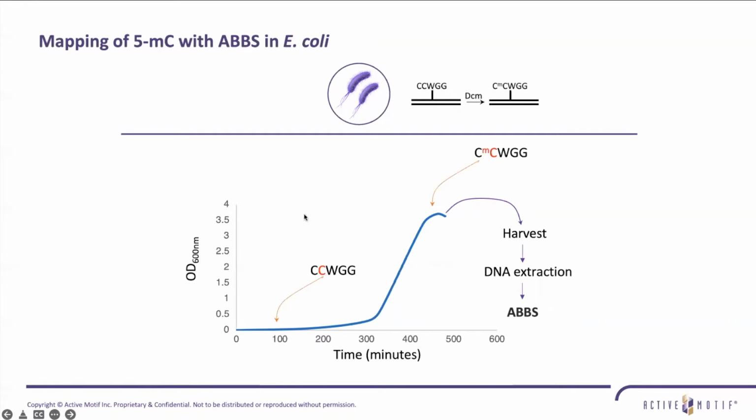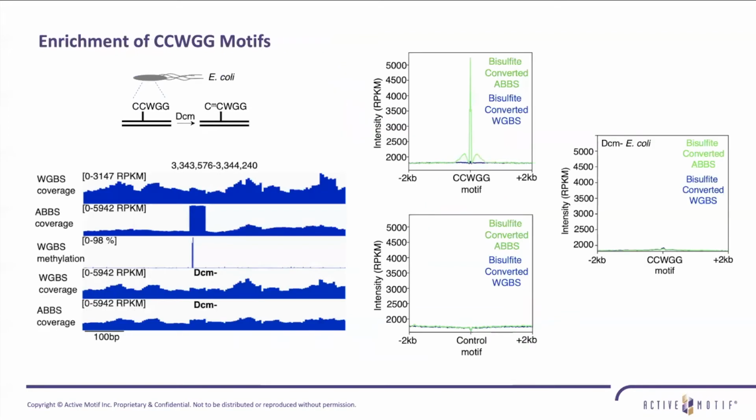A very important point is that when we grow E. coli and start the culture, these CCWGG motifs are unmethylated. When we reach a plateau phase, the second cytosine becomes methylated. So that's the stage at which we can harvest cells, perform the DNA extraction, and run the ABBS experiment. Now the results. As a reminder, again, CCWGG can be methylated by DCM in E. coli. And the very first piece of data I want to show you is this genome browser plot.